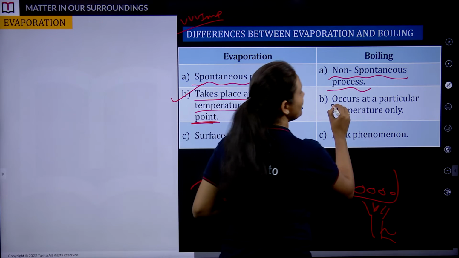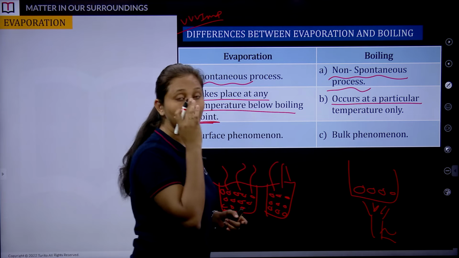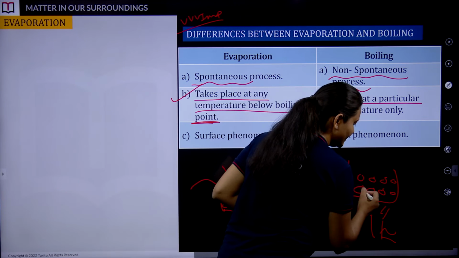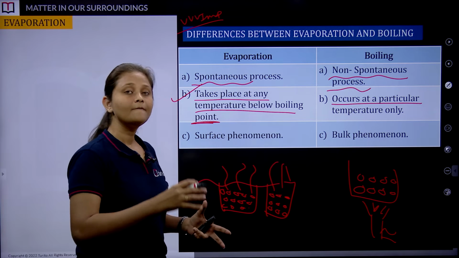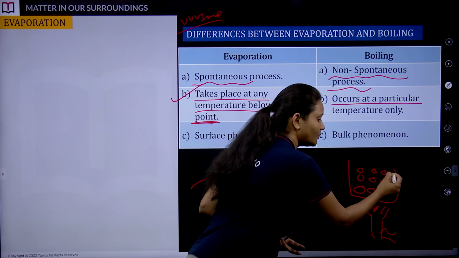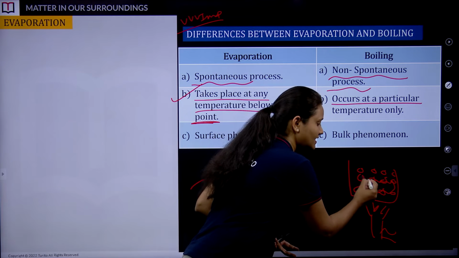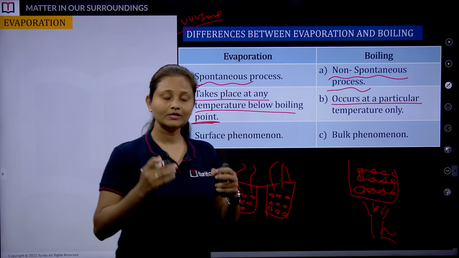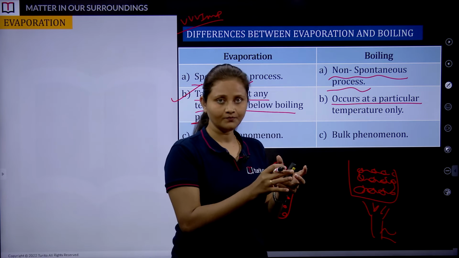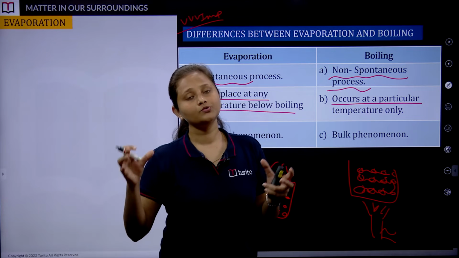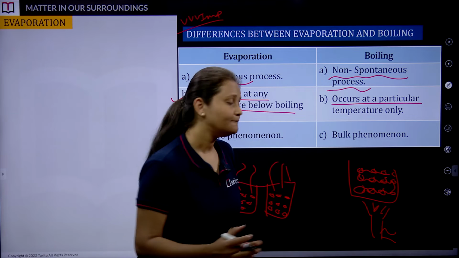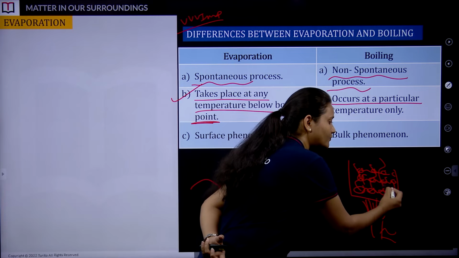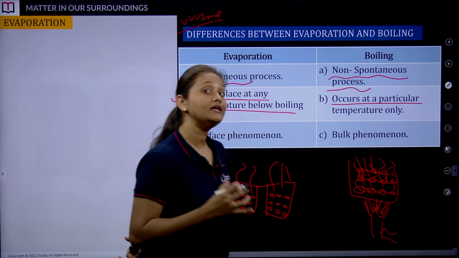Whereas when we talk about boiling, it occurs at a particular temperature. Suppose this is water, and I am going to supply some heat to the water molecules. Students, this is again a bulk phenomenon. So heat energy is going to be transferred throughout the system in a container, and each and every water molecule is going to boil when the vapor pressure of this liquid becomes equal to the atmospheric pressure. At that time, because of the external heat supply, the molecules boil. That time we say boiling has happened.